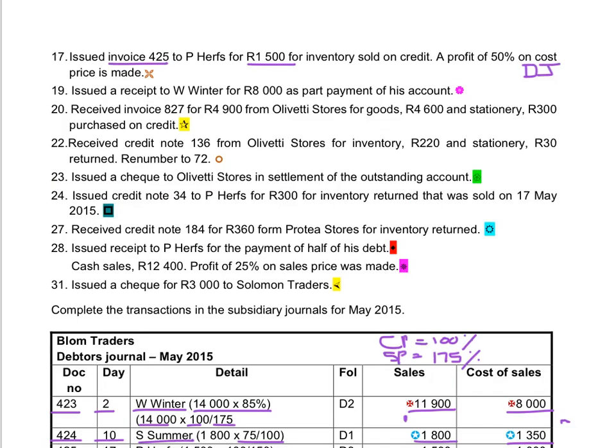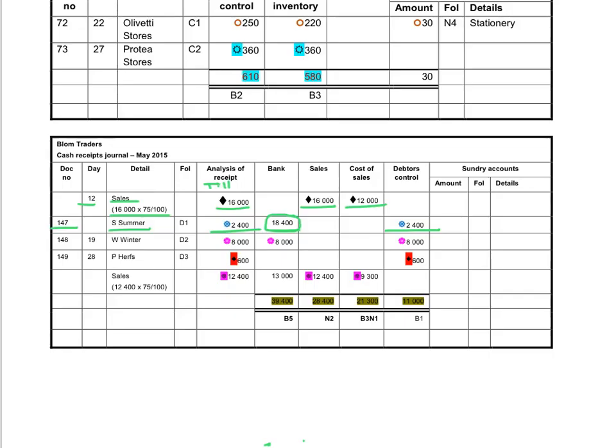Issued a receipt to W. Winter for 8,000 as part payment of his account. We receive money, so it will be recorded in the cash receipts journal. We will issue a receipt number 148 on the 19th to W. Winter. The money will be put in the till 8,000, and we will indicate that the debtors will decrease with 8,000. This is the only entry on the 19th, so I will take that 8,000, complete a bank deposit slip, and deposit the money in the bank.